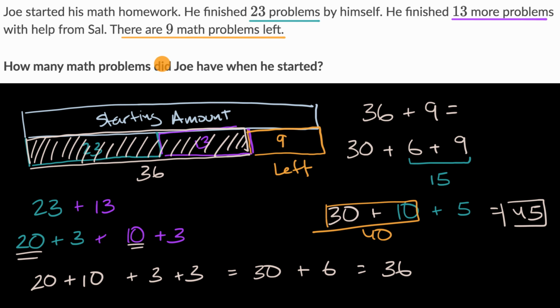So Joe had 45 problems when he started. He did 23 by himself, then he did 13, and he would have 9 left. And you would see if you started with 45, and if you were to subtract 23, and then subtract 13, you actually would indeed have 9 left.